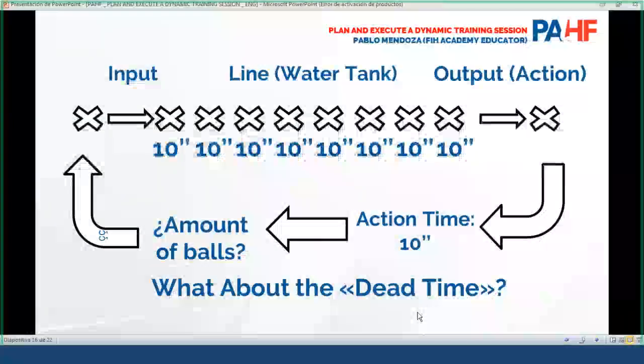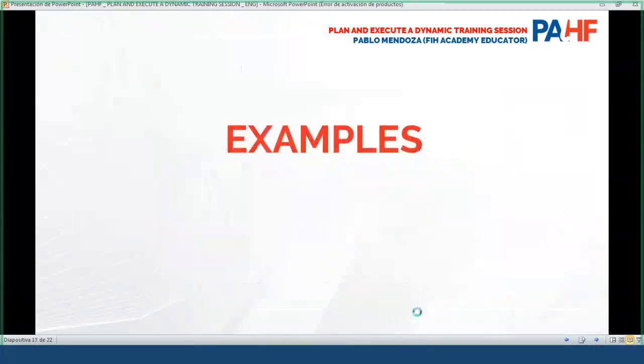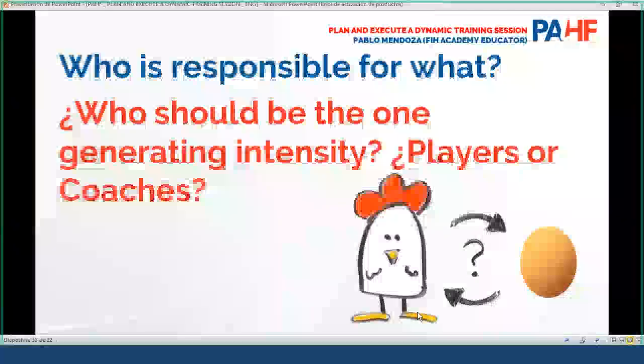And if we multiply that for the amount of time during a training session, perhaps we realize that the players didn't play enough with the ball. And then they failed because they didn't practice enough. They were in practice, but doesn't mean that they were practicing. So here's the slide. Who should be the one generating intensity, players or coaches?